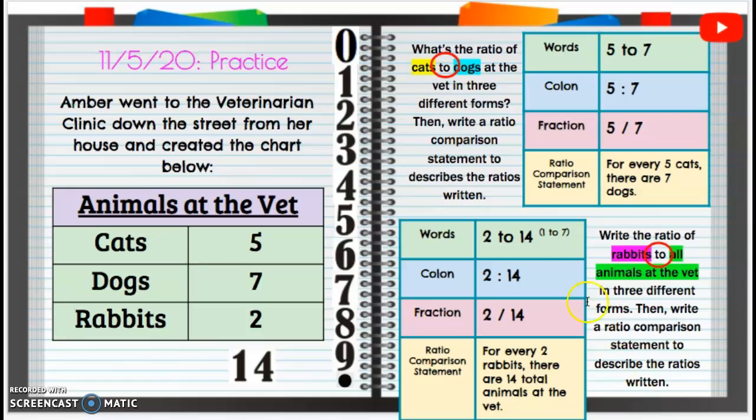Bada bing, bada boom. Easy peasy, lemon squeezy. All right, that's it for our practice. Great job.